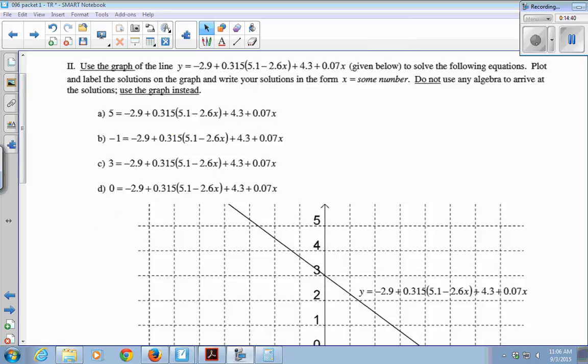Okay, so I gave you an equation of a line that's so messy, right? It's so ugly, right? And the reason I did that is because I want you to solve it without using algebra. So I made it as messy as I could to try to make you not want to do it algebraically. Okay? So I have y equals this whole mess, right?